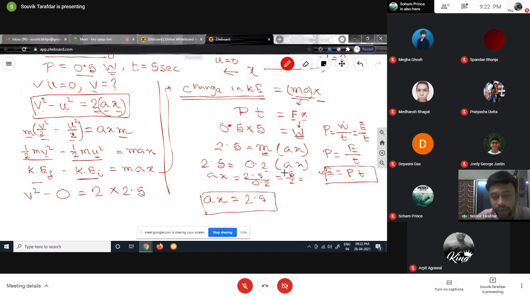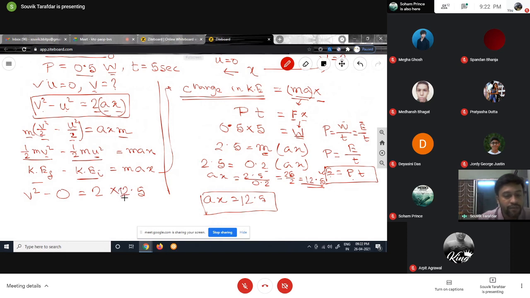2.5 by 0.2 means 25 by 2. 25 by 2 means how much? 12.5. Understood? 2.5 by 0.2 became 25 by 2, so it became 12.5. Okay. So V square minus U square is equal to 2AX. AX is how much? 12.5, students.